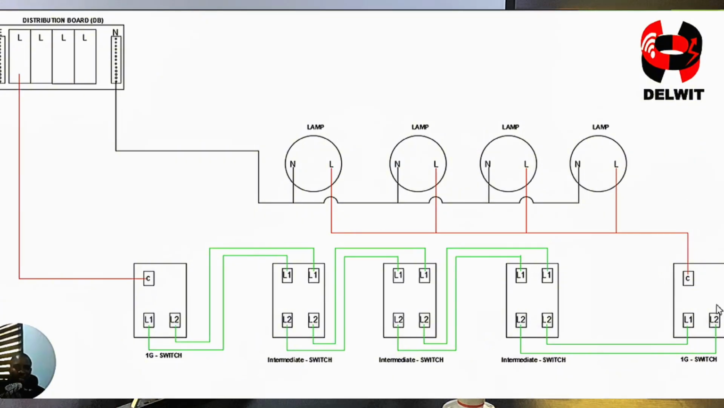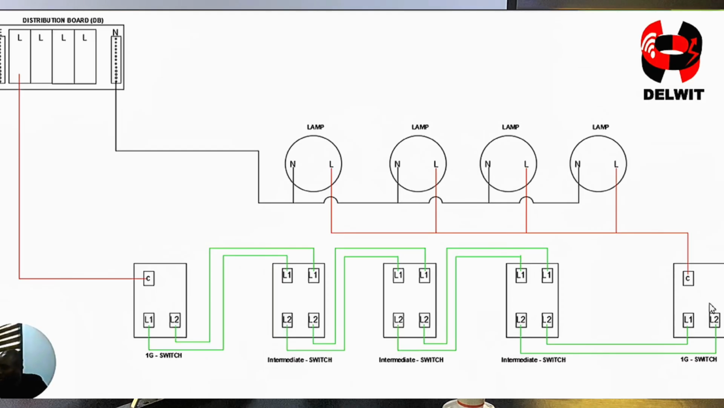On the common of the last one-gang two-way switch, you are going to connect it to the live of the last lamp. Then from the live of the last lamp, you loop it to the live of the other lamp, to the live of this other lamp, to the live of this other lamp. Then this neutral, we're taking our neutral bar from the breaker, from the distribution board, and we're looping it down. When you do this, you can control this entire lamp either from here, from here, from here, from here, or from here. So this is the circuit.